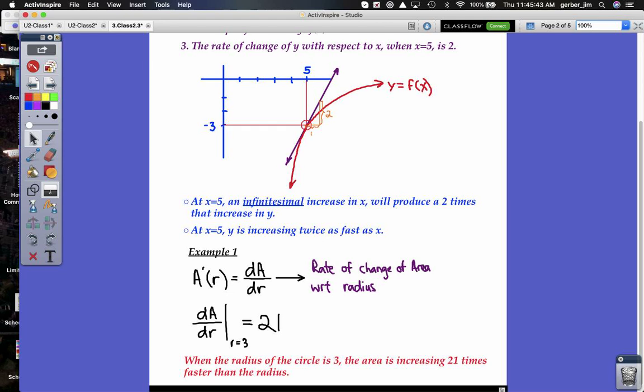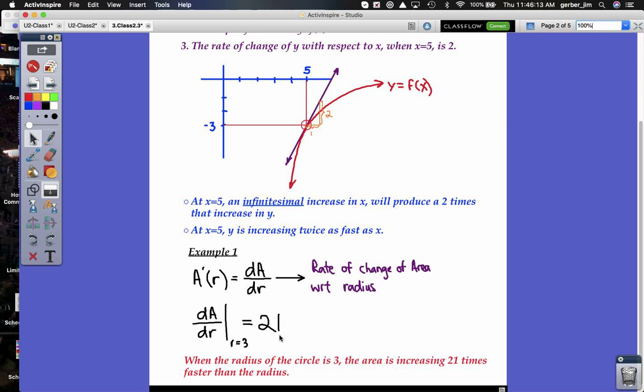What does it mean? It means that when the radius of this is 3, let's give this some units. Let's just pretend that the radius is in centimeters and the area is in square centimeters. What this means is that when my circle has a radius of 3 centimeters, if I move over to the right 1 centimeter, my area will increase by about 21 square centimeters. Don't confuse this with thinking that the area is 21 square centimeters. That's not what it means at all.